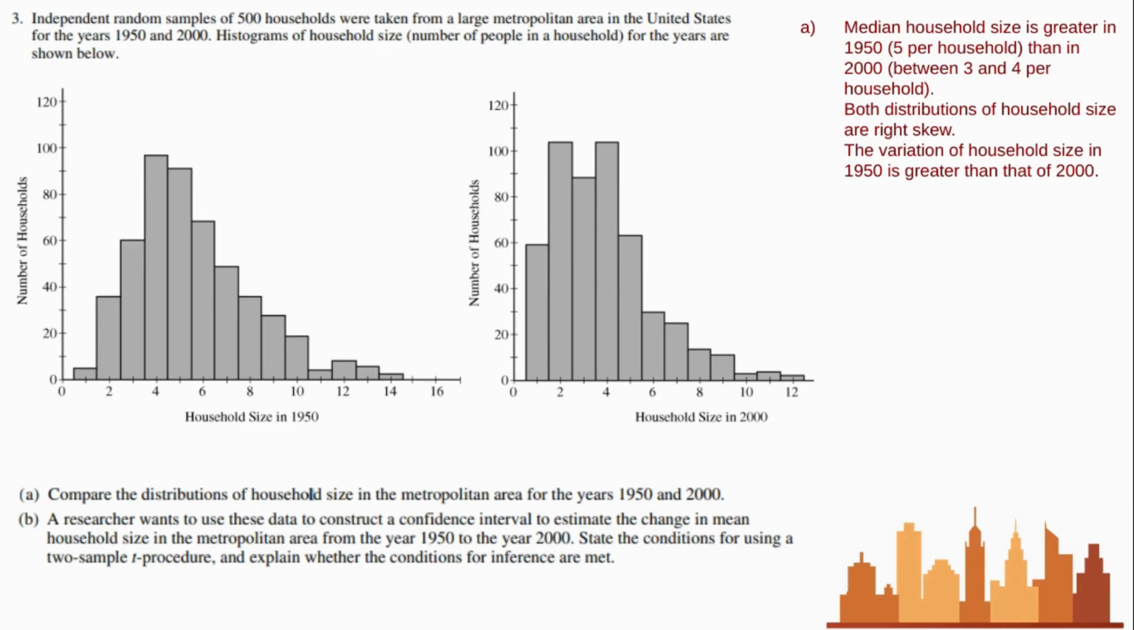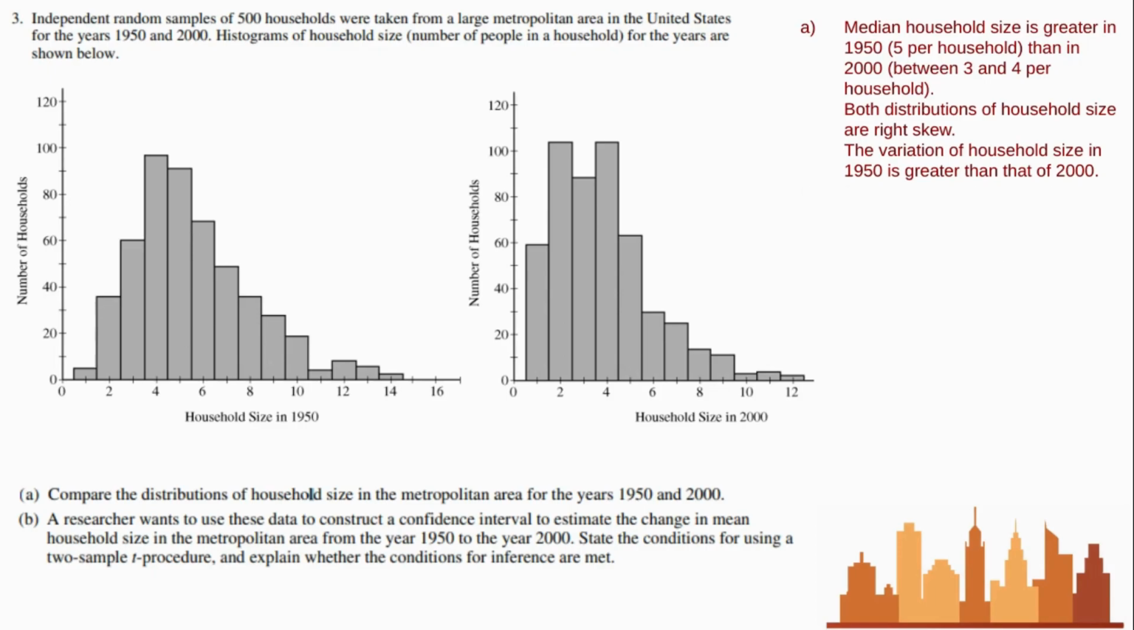Let's look at part B. A researcher wants to use these data to construct a confidence interval to estimate the change in mean household size in a metropolitan area from the year 1950 to the year 2000. State the conditions for using a two-sample T procedure and explain whether the conditions for inference have been met. So you got to remember those conditions for inference, forming a confidence interval or performing a hypothesis test. See if you can do it with the information that you're given.